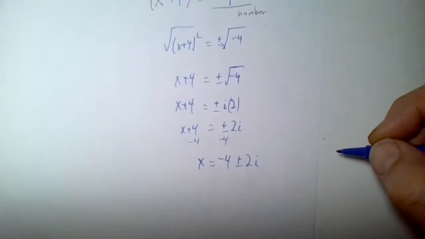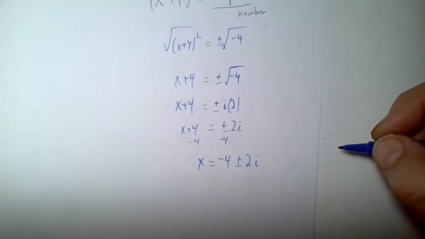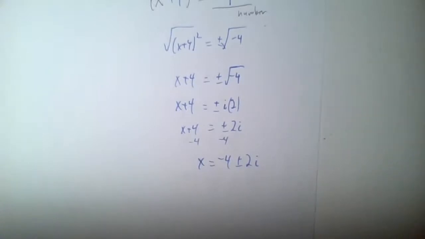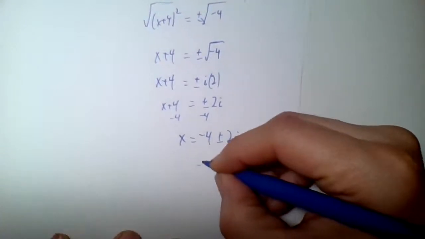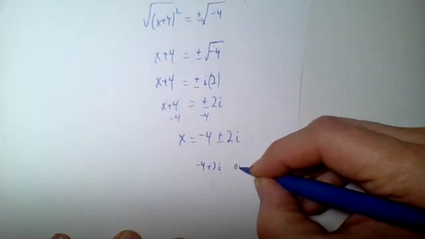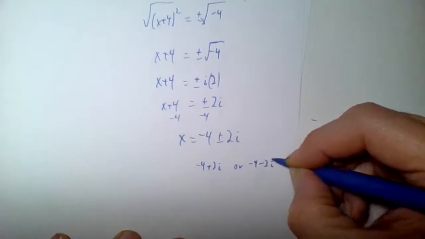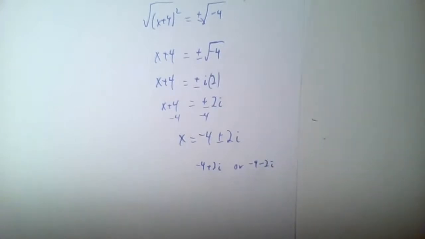And those are complex numbers instead of real numbers, but they're still solutions to the equation. There's still two different solutions, negative 4 plus 2i or negative 4 minus 2i. They're complex numbers that are still the two solutions to the equation.